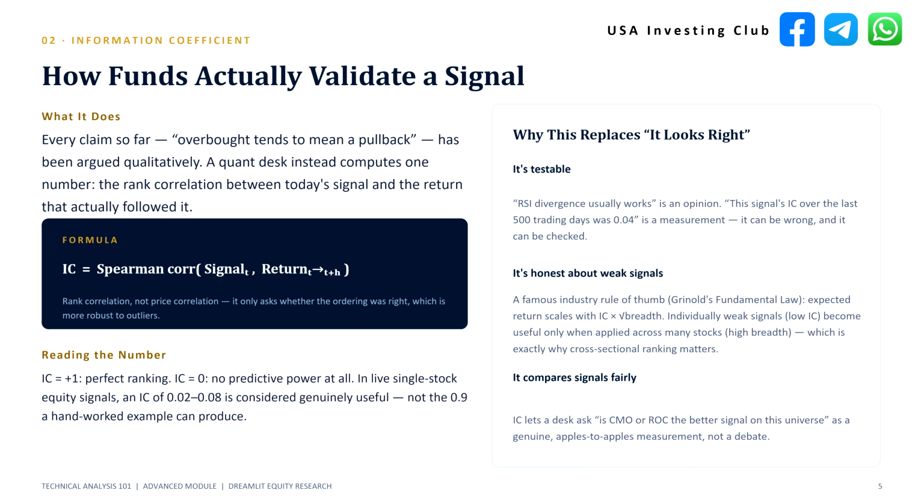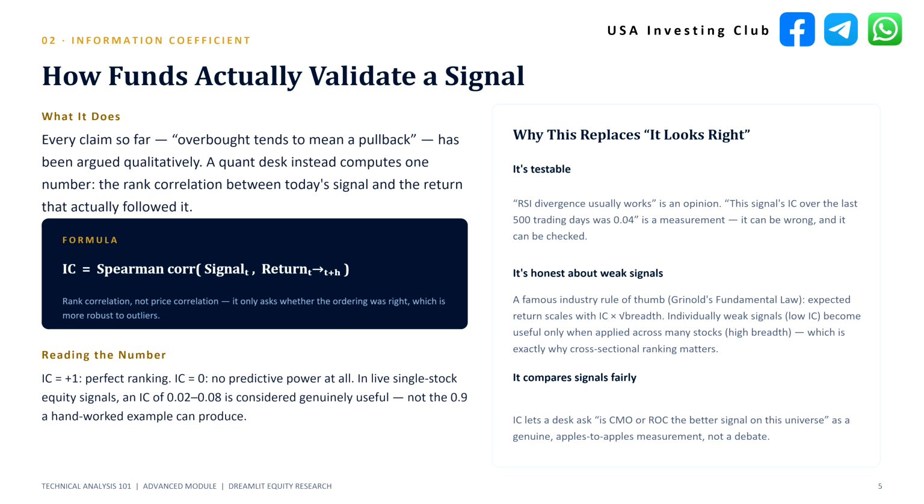Why does this replace "it looks right"? 3 reasons. It's testable. RSI divergence usually works as an opinion. This signal's IC over the last 500 trading days was 0.04 as a measurement. It can be wrong, and it can be checked. It's honest about weak signals. A well-known industry rule of thumb, Grinold's fundamental law, says expected return scales with IC times the square root of breadth. Individually weak signals, meaning low IC, become useful only when applied across many stocks at once, meaning high breadth, which is exactly why the cross-sectional ranking from moments ago matters in the first place. And it compares signals fairly.